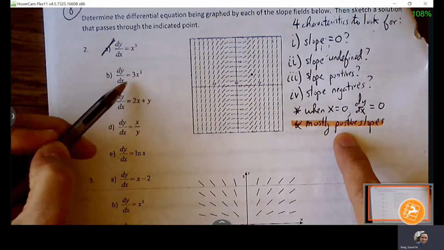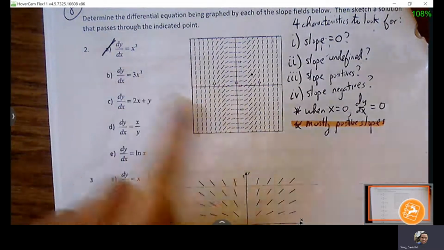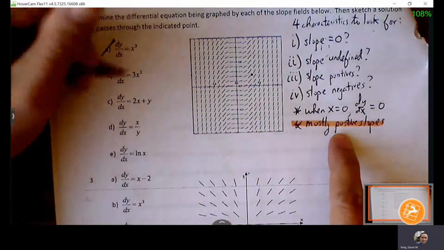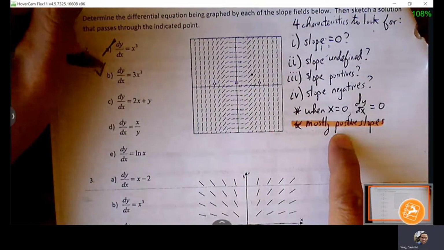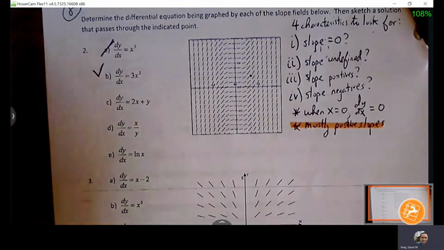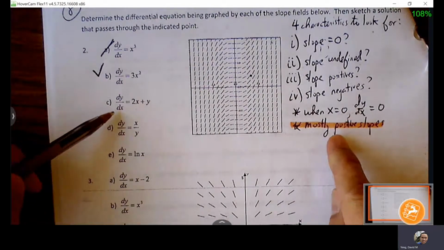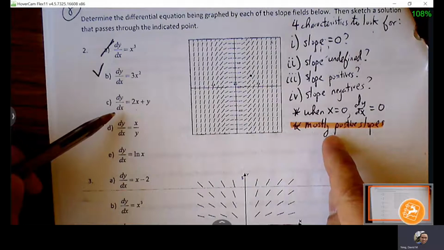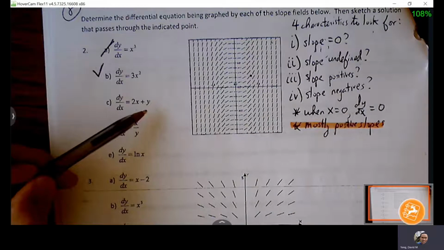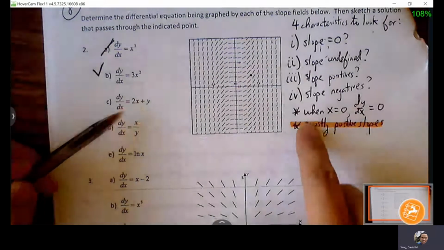3x squared, keep or eliminate? Keep, because 3x squared will always be what? Positive, right? Doesn't matter what negative value you give it, anything squared will be positive. So we'll come back to this if there are any other options, but at least we can keep this for future decisions. dy/dx equals 2x plus y. Keep or eliminate? Eliminate, because you can imagine 2x plus y being negative. If y is a large enough negative value, the 2x is not going to make it positive.